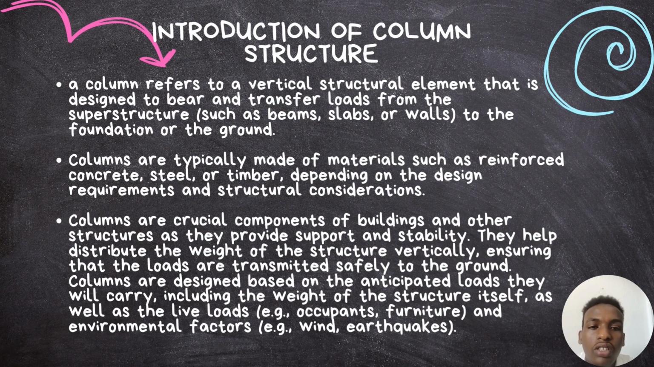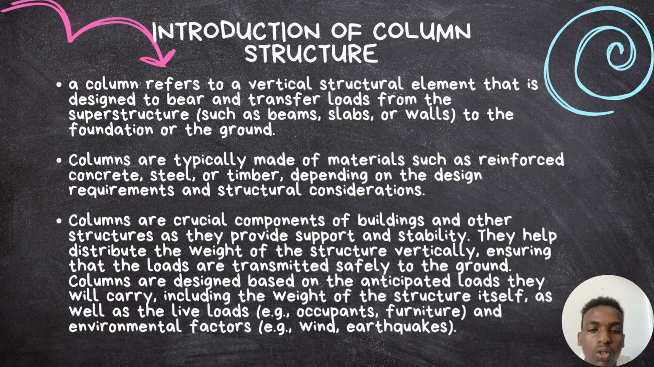So a column refers to a vertical structural element that is designed to bear and transfer loads from the superstructure, such as beams, slabs, or walls, to the foundation or the ground. Columns are typically made of materials such as reinforced concrete, steel, or timber, depending on the design requirements and structural considerations. Columns are crucial components of buildings and other structures. They provide support and stability.